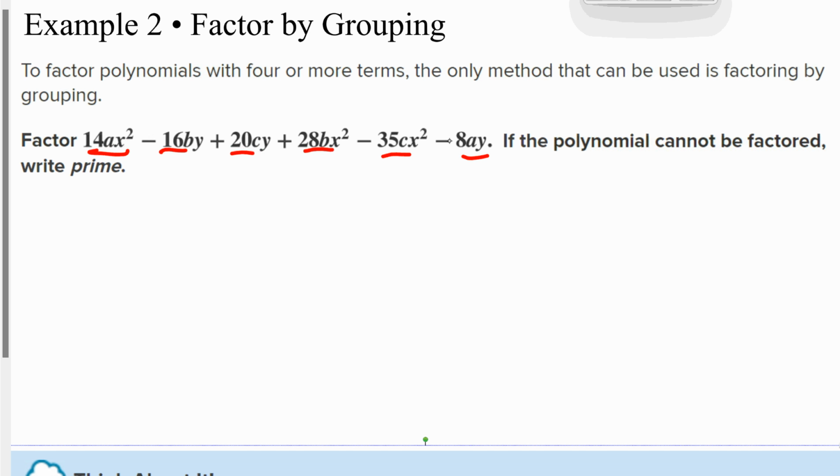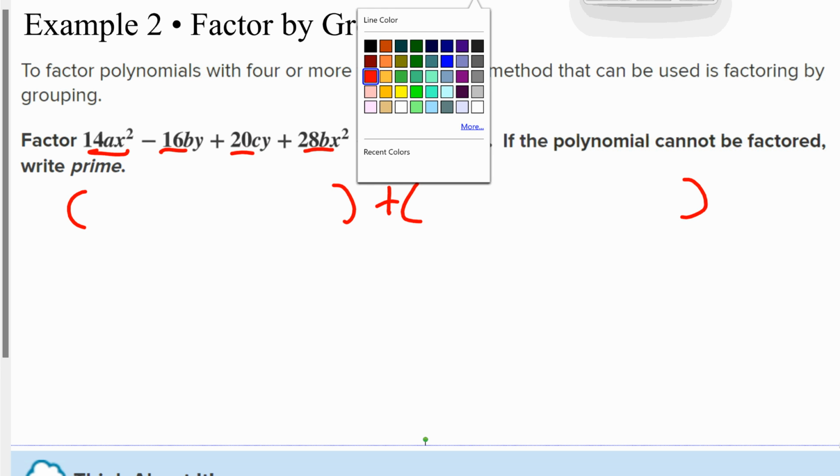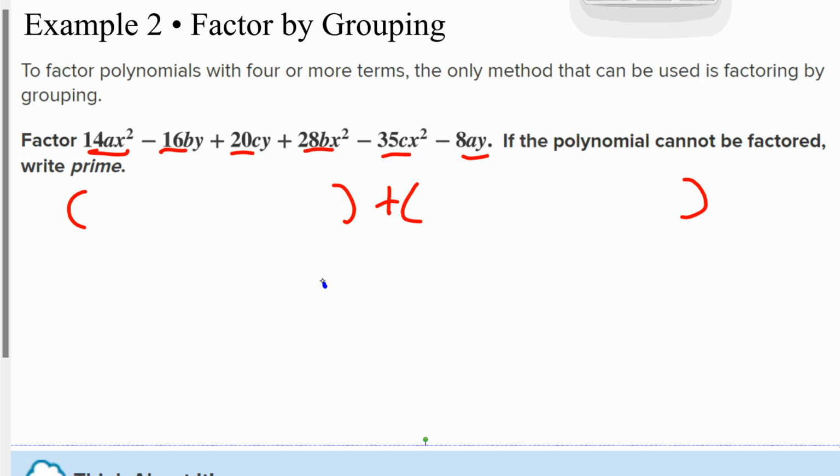I want to put 3 together on one side, separated by addition, and then the other 3 on the other side, separated by addition. What I want is something that they're all kind of similar. So I have a 14ax squared, so I want to look for any ax squareds in here. I don't have any more ax squareds, because then I would be able to combine like terms, but I do have another x squared right here, right? So I want to put those together, because that tells me that I can factor out that x squared, right?